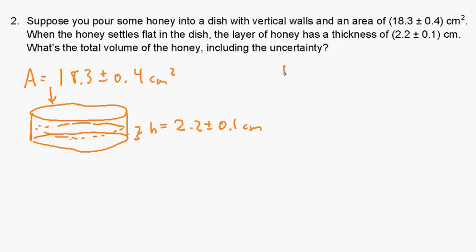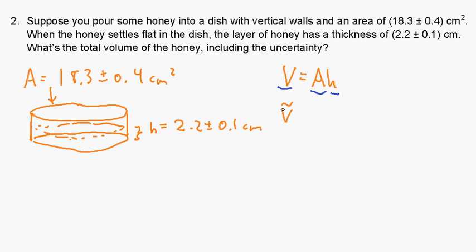So what we do there is volume is going to be the area of the base times the height, as it is with any right prism, I guess is what this is called. So we expand this by substituting for each of these terms. Let me make it clear in case you haven't seen this notation before. V here is the true value for the volume, A is the true area, and H is the true height.